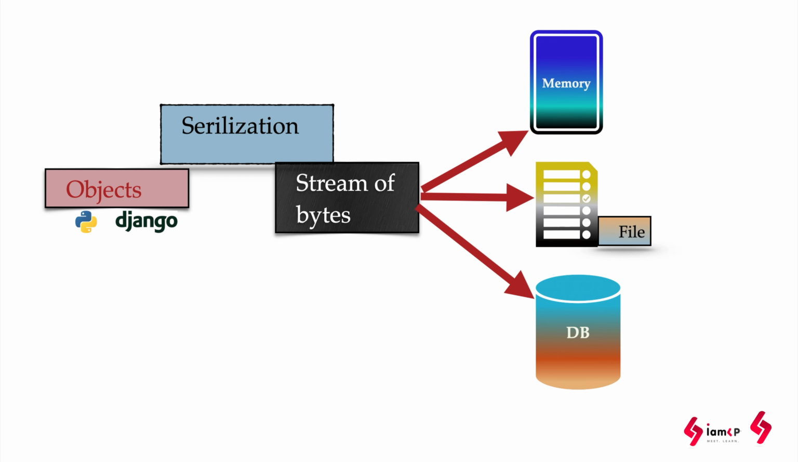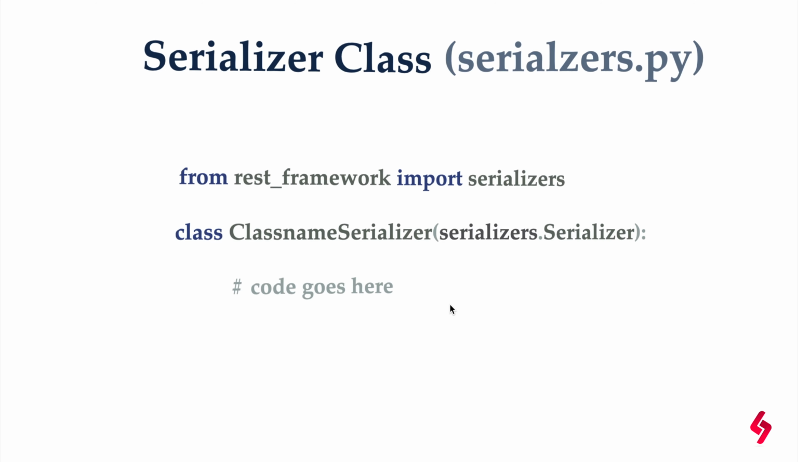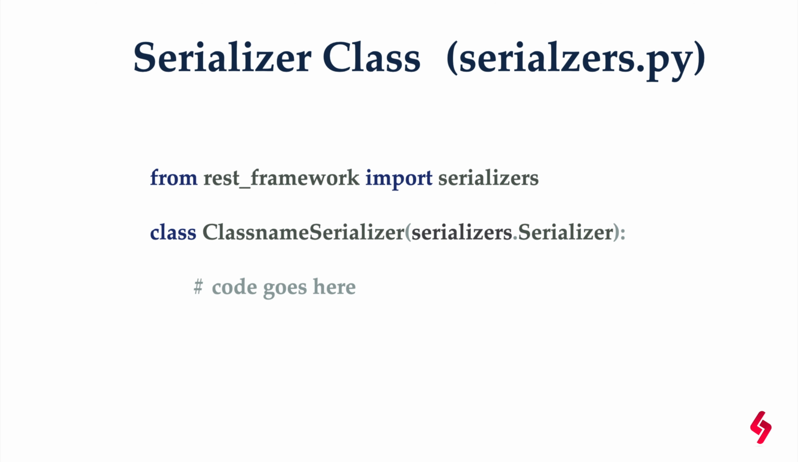If you do the same thing in the reverse way, meaning converting the stream of bytes into objects, it's called deserialization. This concept is very important when you are going to discuss APIs and REST services. Let's talk about how to implement serialization in Django Rest Framework.